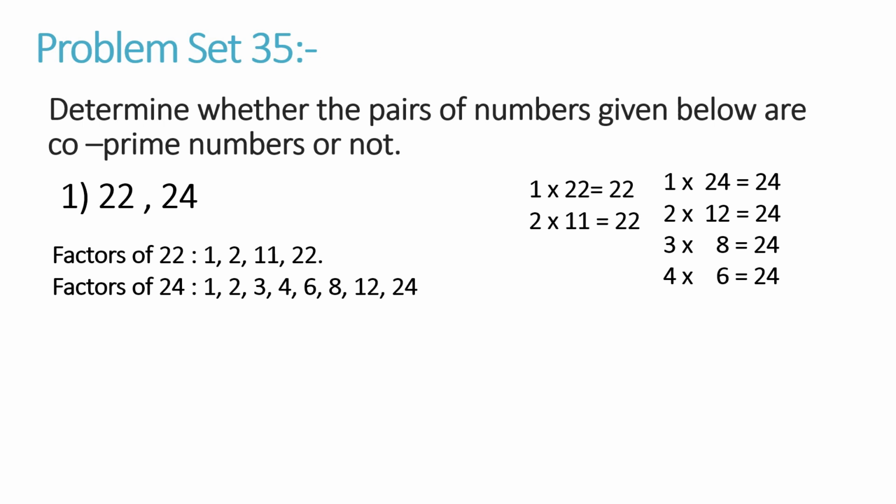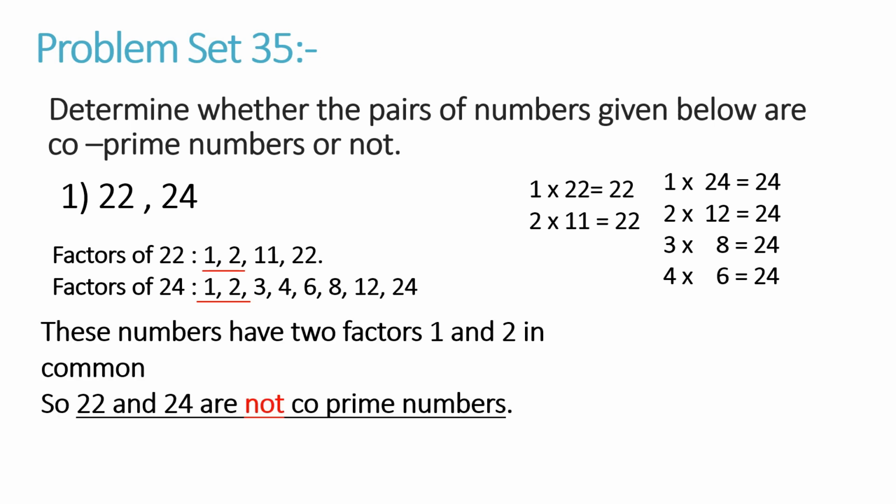Okay, now write those factors. So factors of 22 are 1, 2, 11 and 22. And factors of 24 are 1, 2, 3, 4, 6, 8, 12 and 24. Now you have to find the common factors. Common factor means what? Which are present in both numbers. So here 1 and 2 are both common. So these numbers have factors 1 and 2 in common.